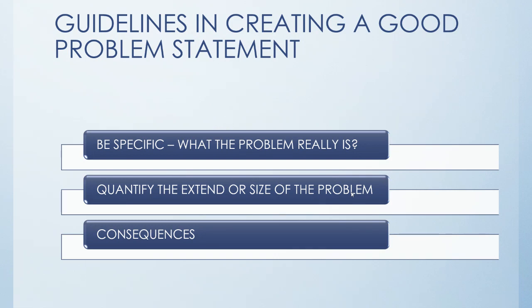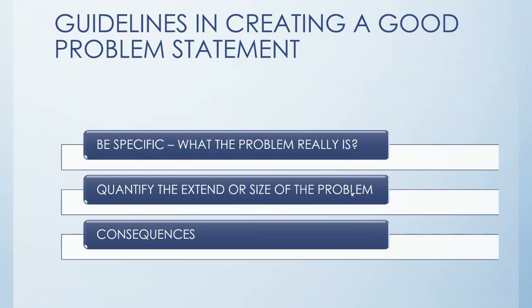Quantify the extent or size of the problem. This is very important. Quantify the extent or size ni maksudnya yang macam saya mention tadi tu. Maksudnya you kata yang diabetik tadi berapa persen yang ada diabetik? 18.3% adults has a diabetic problem. So you can quantify the extent or size of the problem. Kalau you punya problem statement tu ada figure, ada statistik to support that it is a problem, then that is a good problem statement.